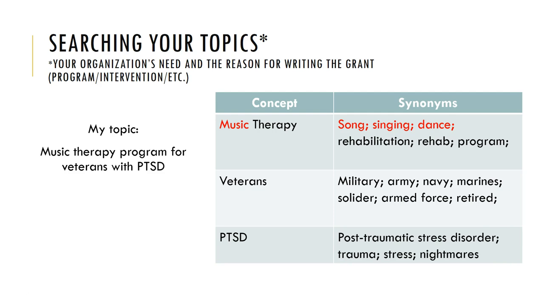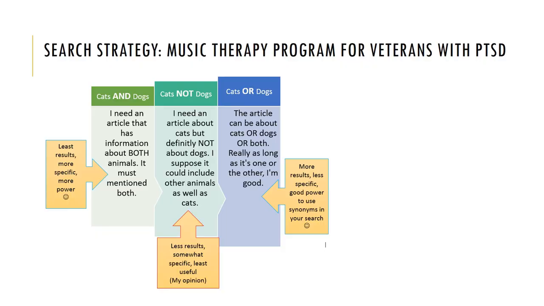In the case of my topic, I don't care if the author uses the word veteran or military, as long as the article talks about music therapy for PTSD in this population. This table is just the making of my search strategy, which is next. I am now going to walk you through how to construct a search strategy on my topic. And that is actually what you'll be typing in order to search for evidence.